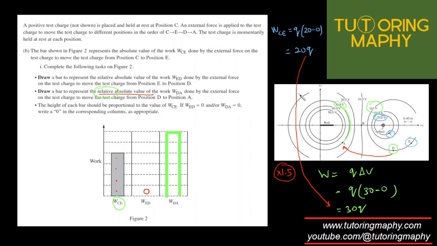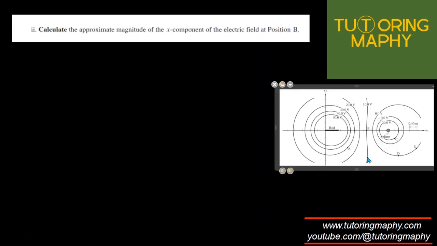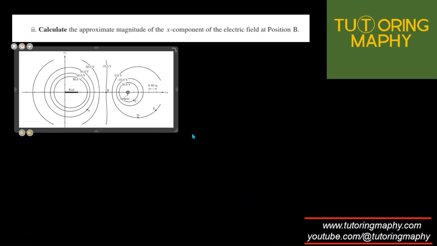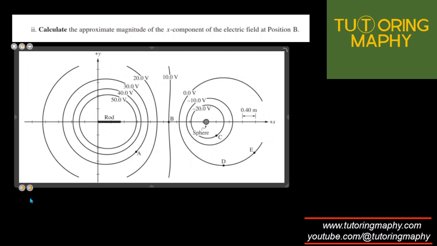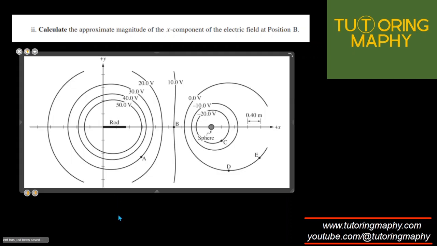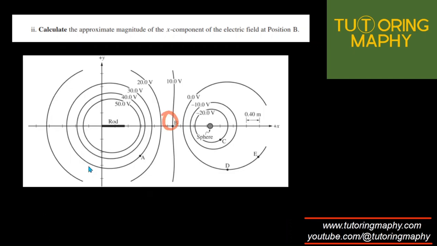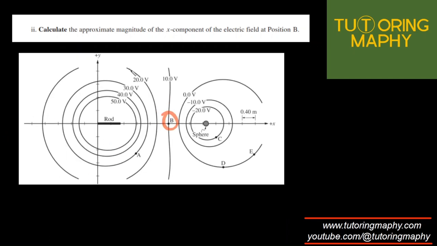The next one talks about calculating the approximate magnitude of the x component of the electric field at position B. Where is position B? Again, I'm going to borrow this image. Position B is over here, and we need to find the x component of the electric field at B.